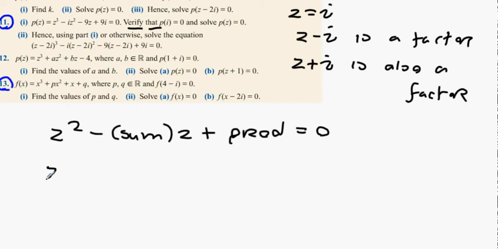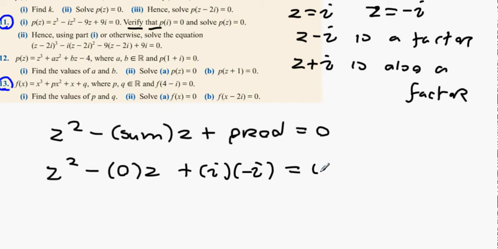Okay, so what we're going to get is z squared minus the sum of the roots. The two roots are z equals minus i and z equals plus i. So the sum of the roots equals 0. That's going to be 0z, because i plus minus i is 0, plus the product, which is i times minus i, which is minus i squared, which is plus 1. So z squared plus 1. z squared plus 1 equals 0 is a quadratic equation. This also means that z squared plus 1 will divide into this equation here.